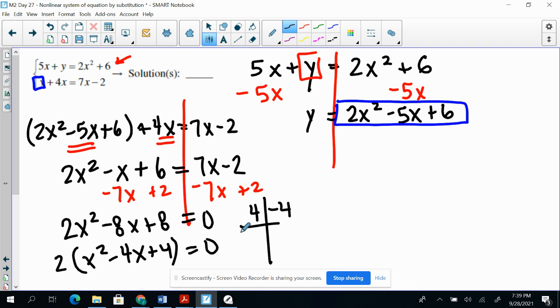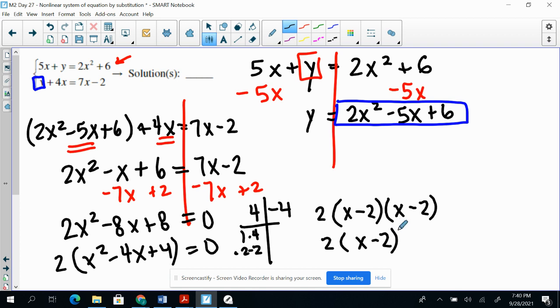So I'm looking for the multiples of 4. So 1 and 4, 2 and 2. But 2 times 2, positive, won't add to a negative 4. So negative 2 and negative 2 does multiply to a positive 4 and add to a negative 4. So then I'm going to have 2 times x minus 2 times x minus 2. And realistically, you're probably going to see this answer in factor form, and it's going to look like this, because that square means write that entire factor binomial twice.